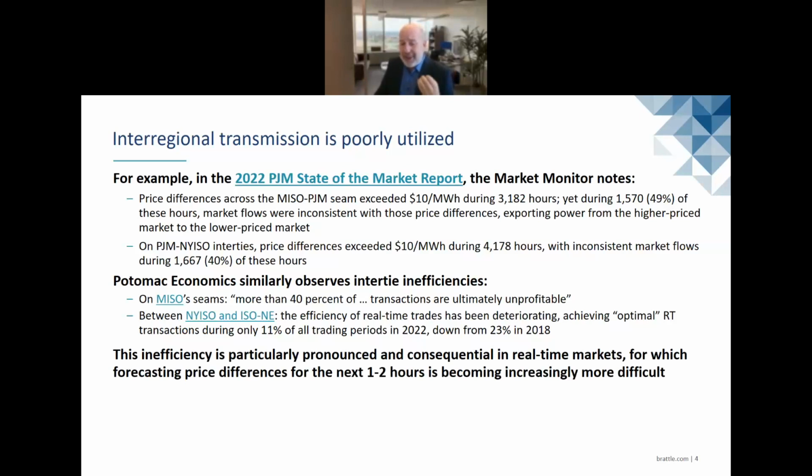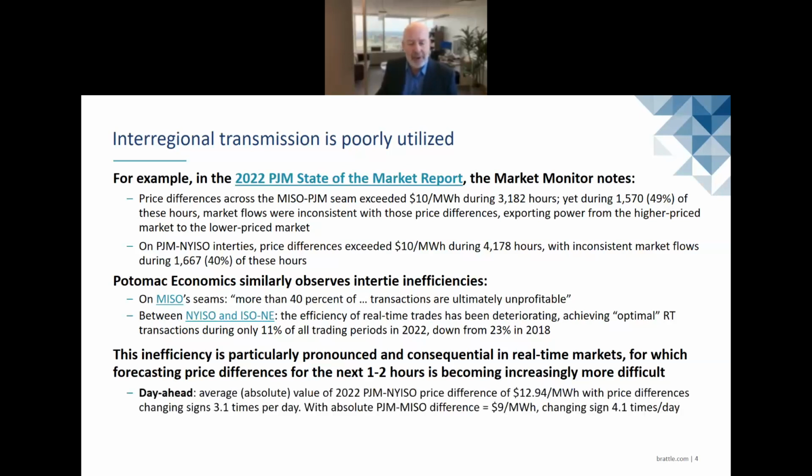This inefficiency is particularly pronounced in real-time markets because bilateral trades, even with CTS, have sort of a 1 hour delay in a way, or the forecasts that they depend on have a 1 hour delay, and they're just not very good in capturing real-time conditions.